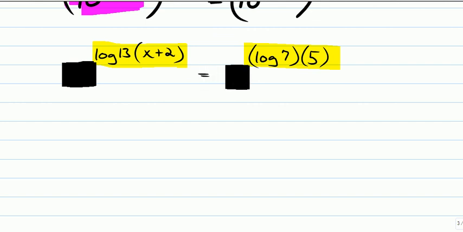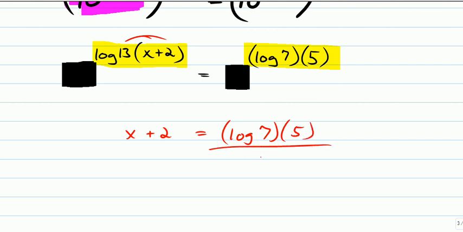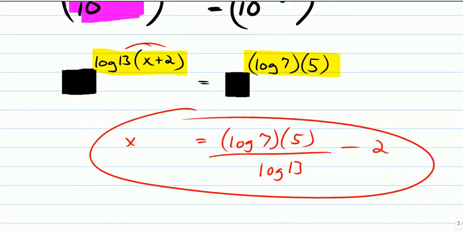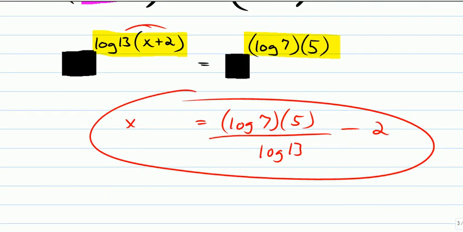Just make sure that if they're going to use the distributive property here, great. If they want to divide both sides by log 13 to start, that's great too. So x plus 2 equals log 7 times 5 divided by log 13, and we'll just move the 2 over, and we're done. I think that's a great answer. So we solved a pretty difficult problem. We didn't use properties of logarithms.